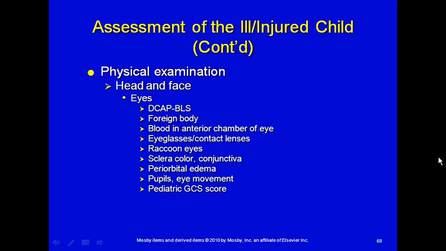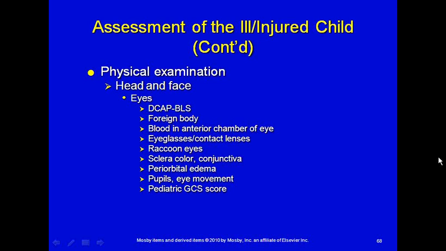The eyes, look for foreign body, look for blood in the anterior chamber of the eye. You'd need an ophthalmoscope for that. Are they wearing eyeglasses or contact lenses? Raccoon's eyes, again a good indicator of basilar skull fracture. Look at the sclera for color. Look at the conjunctiva for color to indicate shock if they're pale. Look for periorbital edema. You want to look at their pupils for equal and reactive.